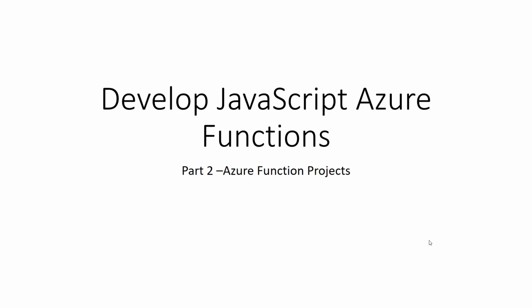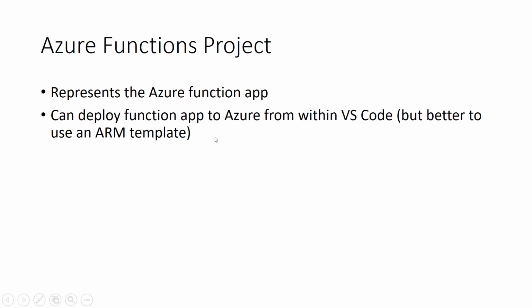In this video, we will create an Azure function project using VS Code. An Azure function project serves the same organizational purpose as a .NET project in Visual Studio does. Azure function projects also represent the Azure function app. This means you can deploy the project to Azure from within VS Code. However, it is still better to use ARM templates for deployment purposes.